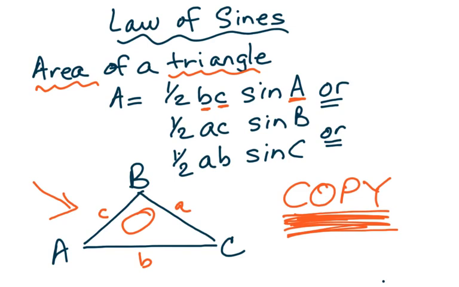Or we can use the side A times C, take 1/2 of it, divided by 2, times the sine of B, or we can use A times B divided by 2 times the sine of C. In any case, that's how you use the law of sines.